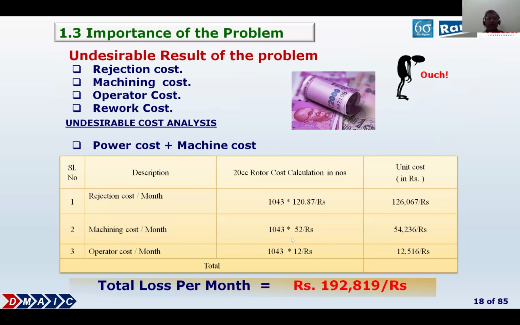So this is the cost split up. The rejection cost per month, with machining cost and operator cost all put together, is 1,92,819 per month. We are unnecessarily spending it. It is waste for our organization.